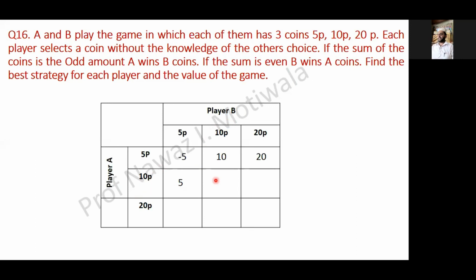10 and 10 becomes 20. Now 20 is an even number. So for an even number, what is the condition? B wins A's coin. B wins means A loses. Hence I will write minus in that. So it will be -10. And similarly proceeding forward with these calculations, I will get this as my final matrix. In tomorrow's class, we will first see the solution to this problem, and then we will start with the graphical method of solving game theory, and that will end our topic of game theory tomorrow.